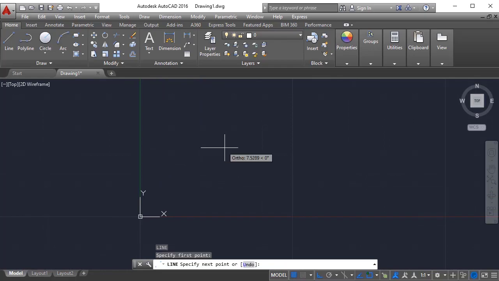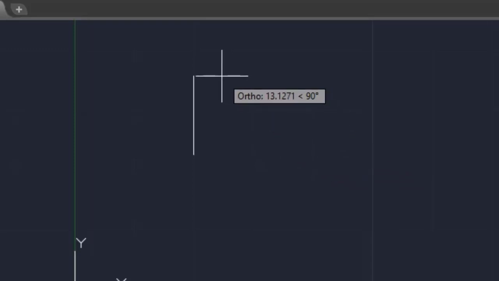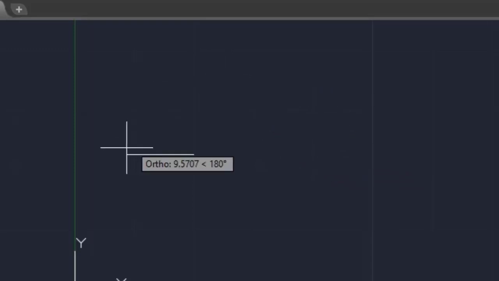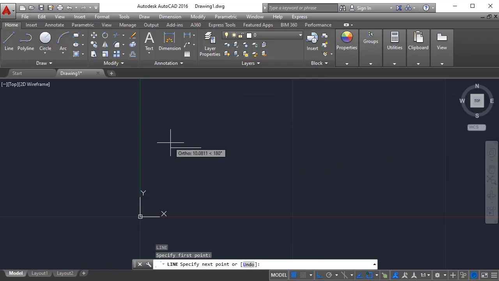Again, I just showed a point over here, and when I am showing the direction below the crosshair, ortho is on, which means a straight line is being created, at 0 degrees. If I go in this direction, it is 90 degrees, and in this direction 180 degrees, and 270. It is locking to the angle.